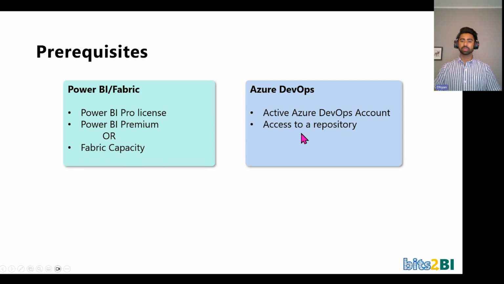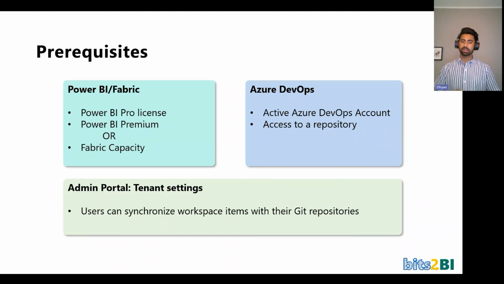Then you should have access to a repository, or rights to create a repository, because we are going to connect our workspace with the repository. The third is an admin portal tenant-level setting: users can synchronize workspace items with their Git repository. Just because you have Fabric doesn't mean you can automatically use Git integration. Your Power BI or now Fabric admin has to allow that permission. They have to enable that flag so you can connect and sync your workspaces with Git repositories. And I think you have different settings for Azure DevOps and for GitHub, right?